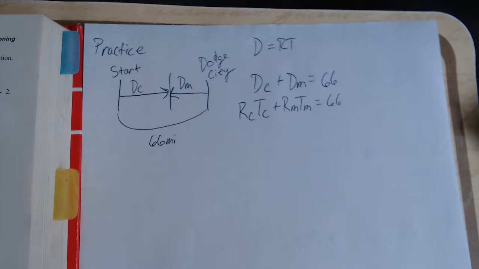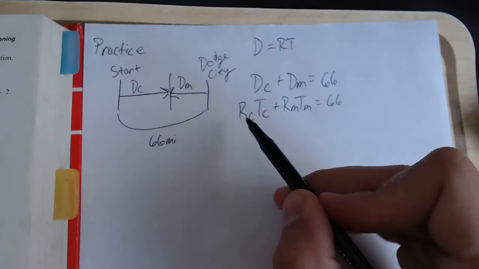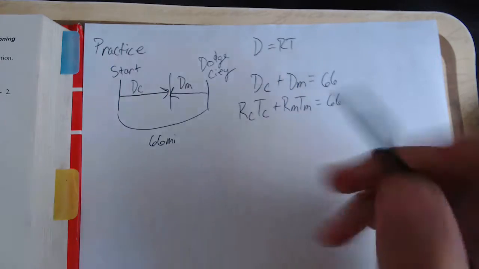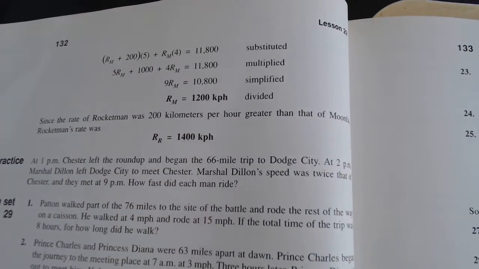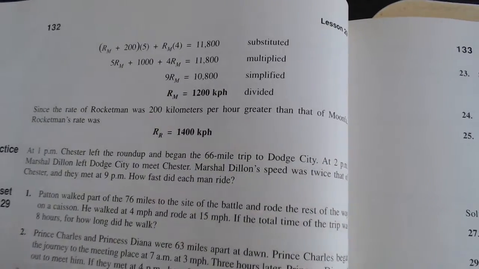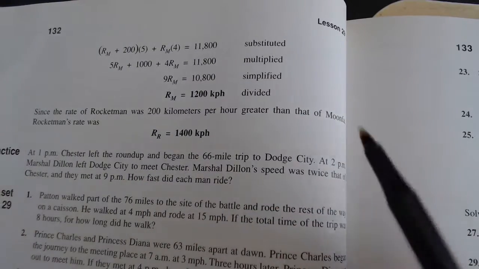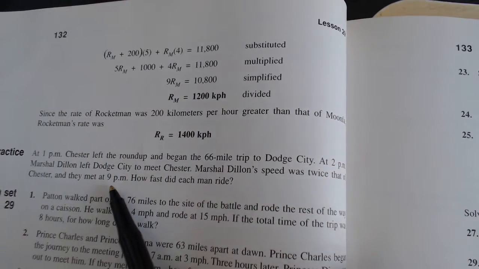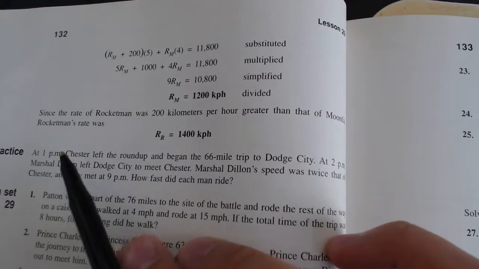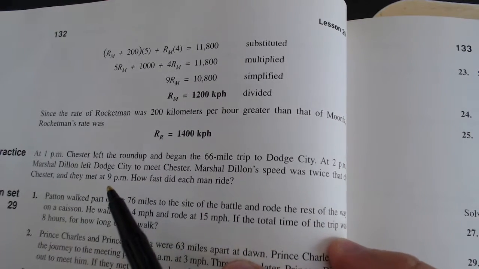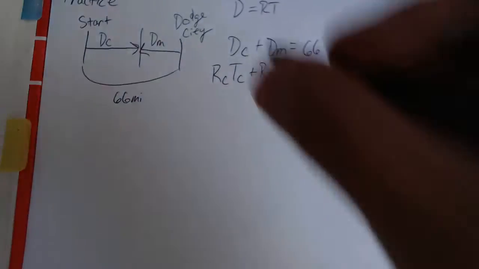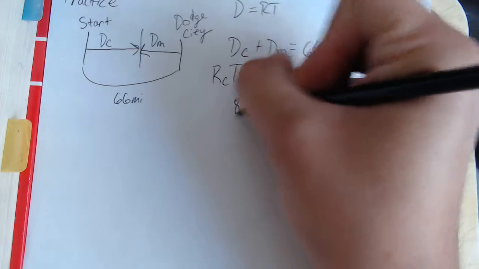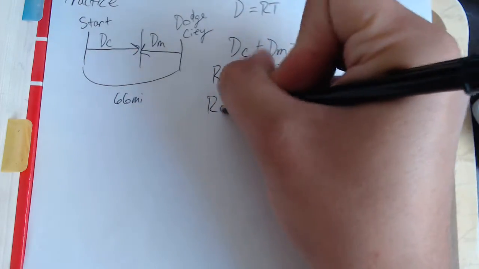So from here, I'm going to go back to my problem, and I'm going to look for information that I can find to fill in these rates and times. So, back at the problem, they tell us that at 1 p.m., Chester left, and it says that they finally met at 9 p.m. So if Chester left at 1 p.m. and they met at 9 p.m., he traveled for a grand total of 8 hours. So over here on time of Chester, I can put 8 instead. He traveled for 8 hours.